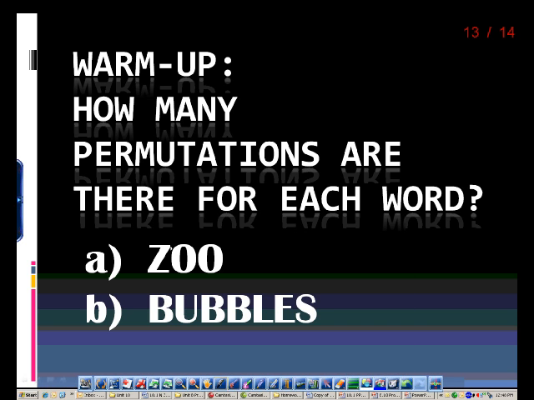All right? So, how am I going to come up with how many unique permutations there are for zoo? Could I write this one out? Yeah, I could probably write this one out. We've got 1, 2, 3. Mathematically, how do I do this?